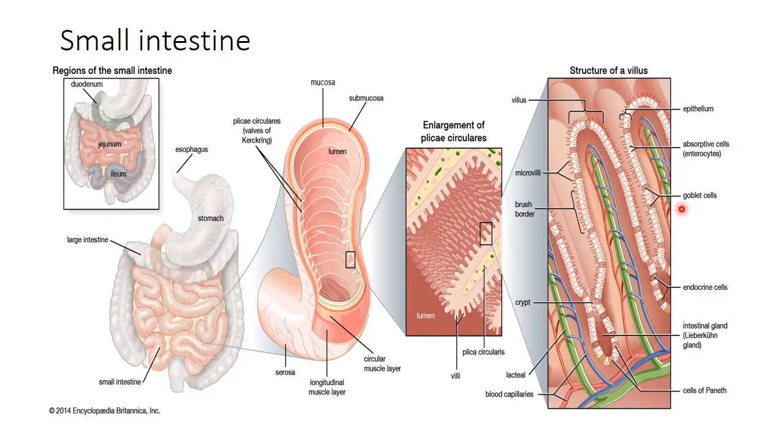It also contains another type of cell called goblet cells, which are responsible for the secretion of mucus. At the base of the villi we can see the crypts of Lieberkühn. These contain various Lieberkühn glands, and their secretion is helpful for digestion as well as maintenance of the inner wall of the intestine. The cells of Paneth are very important because they secrete antimicrobial agents which kill the microbes that enter our body.